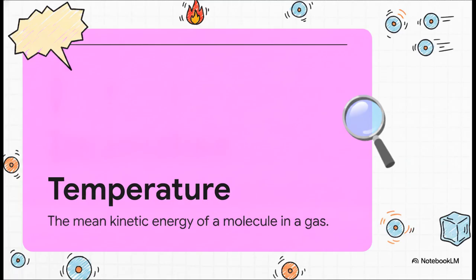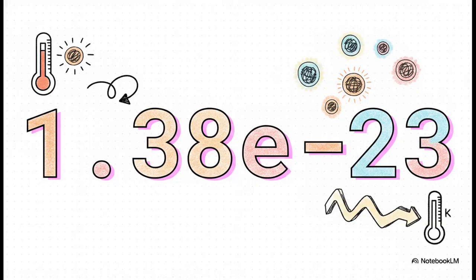Which brings us to a huge aha moment. Temperature is defined as the mean kinetic energy of a molecule in a gas. This is absolutely incredible to think about. What we physically experience as hot or cold isn't some invisible fluid or magical property. It is literally just the average jiggling speed of these tiny atoms. Now, thankfully, we don't have to walk around measuring the weather in joules of microscopic kinetic energy. That would be exhausting. Instead, scientists use this incredibly tiny number, 1.38 times 10 to the negative 23.